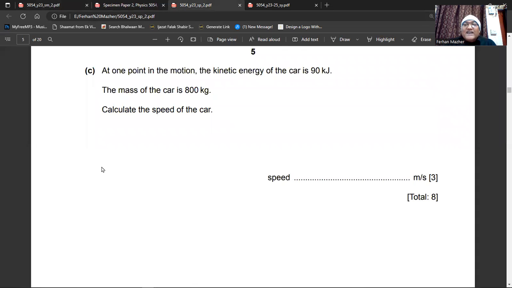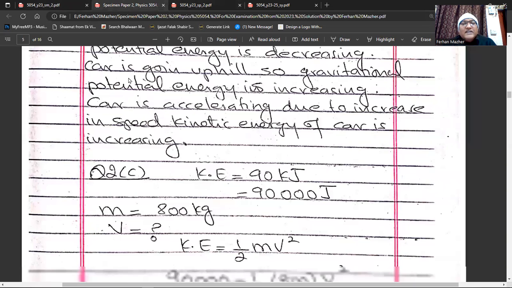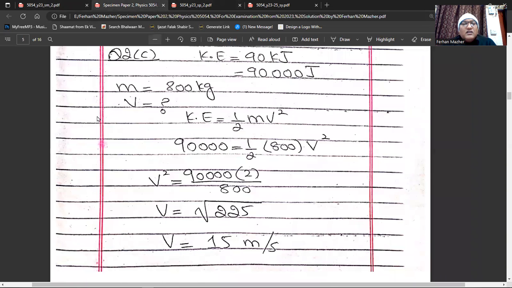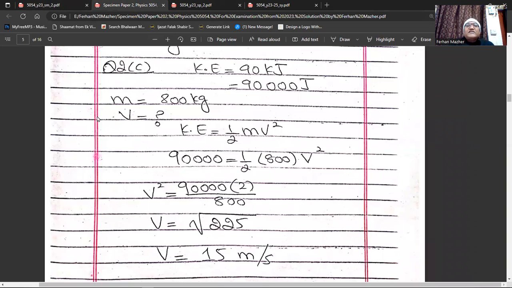You know the formula for the kinetic energy is 1/2 mv squared. So we know the kinetic energy value, we know the mass, so very easily we can find the speed. The kinetic energy is given as 90 kilojoules, which means 90,000 joules. The mass is 800 kg of the car, and the velocity is the question. The kinetic energy equals 1/2 mv squared. So 90,000 equals 1/2 times 800 times v squared.